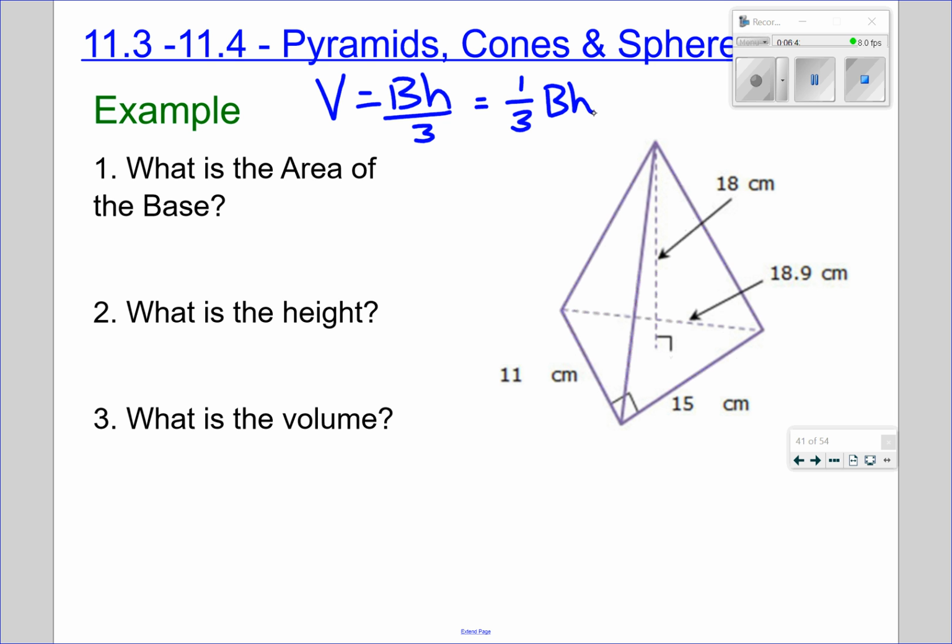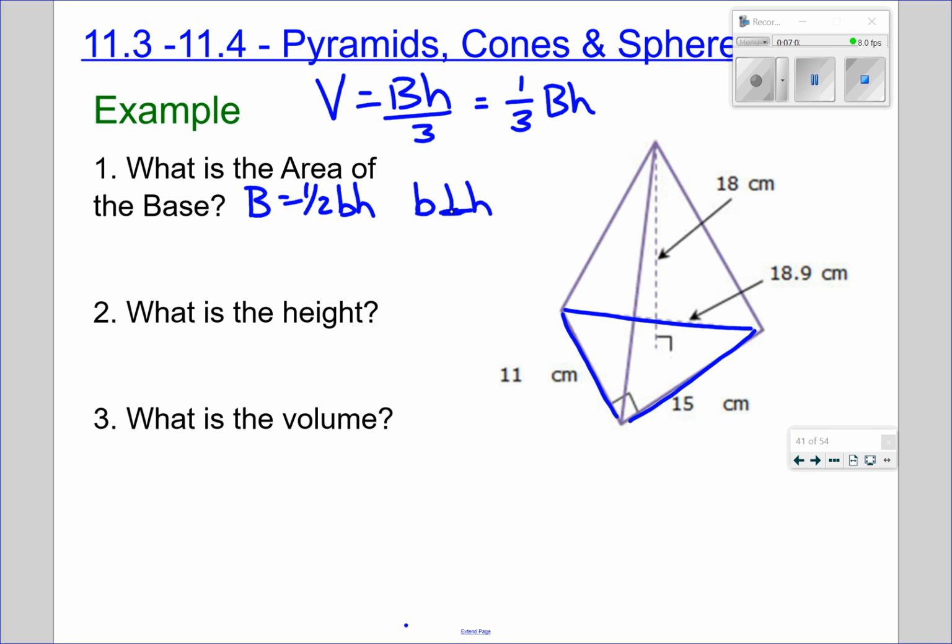So this time, what's the area of our base? Well, our base is a triangle, and remember the area of that triangle is going to be 1/2 little b times little h, which is base and height. And remember, that base must be perpendicular to the height. So the hardest part with these problems is identifying which numbers you're going to use.